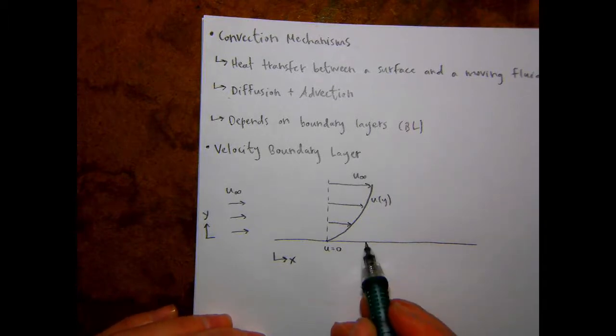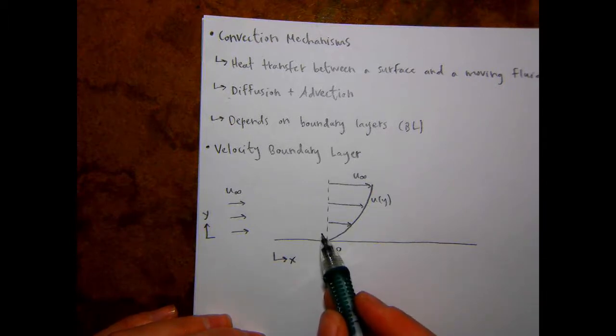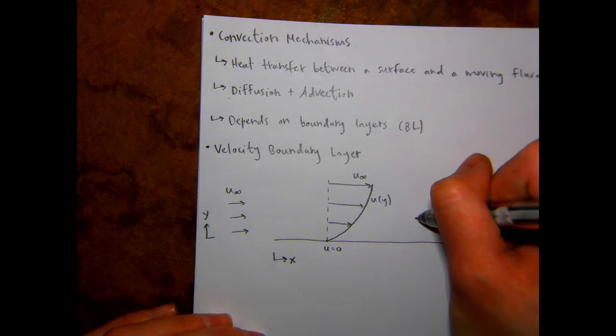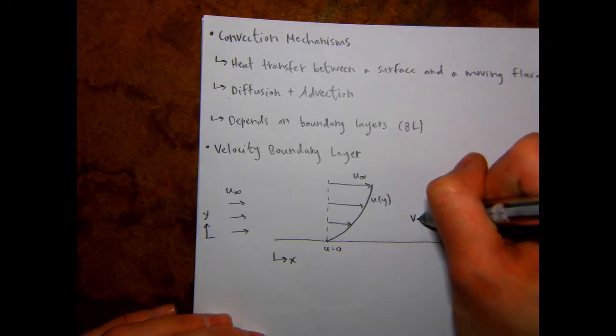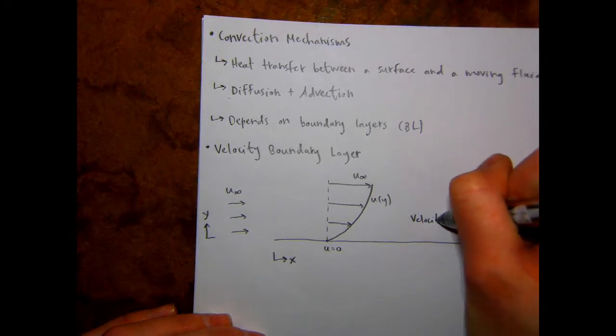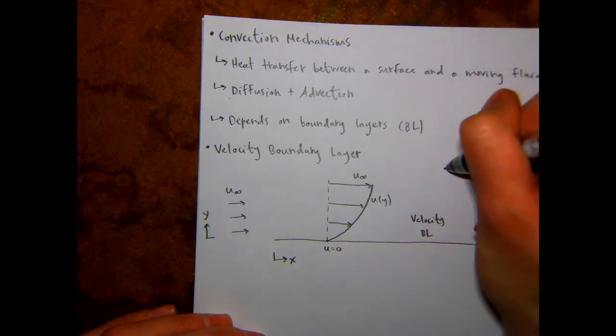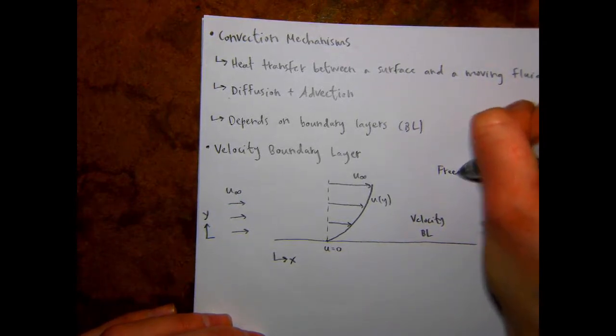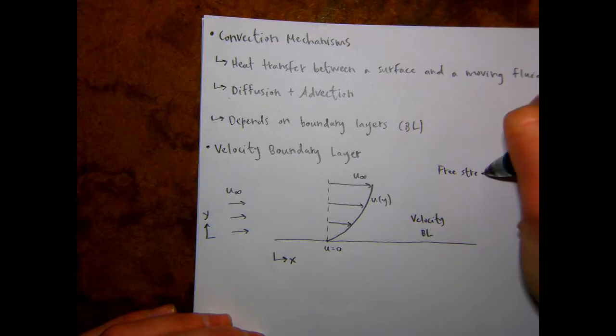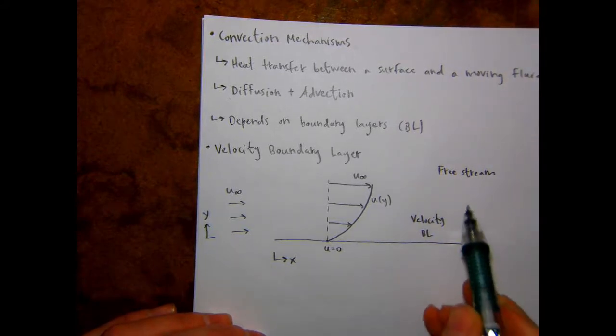And when you're close enough to the surface that the velocity of the flow is affected by the surface, slowed down by the surface, you are inside the boundary layer. So down here is the velocity boundary layer. And if you're far enough away from the surface that the fluid is not affected by the presence of the surface, you're in the free stream.